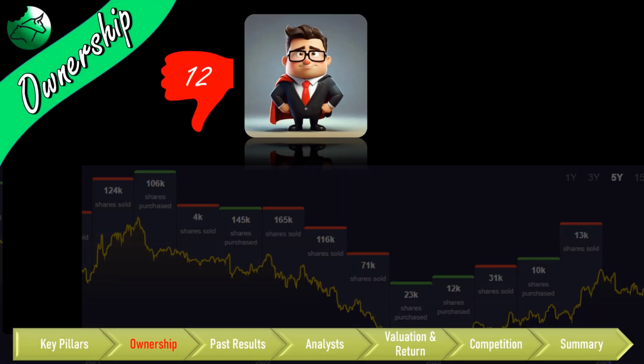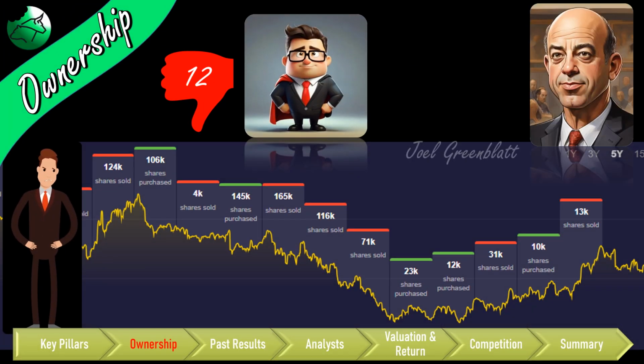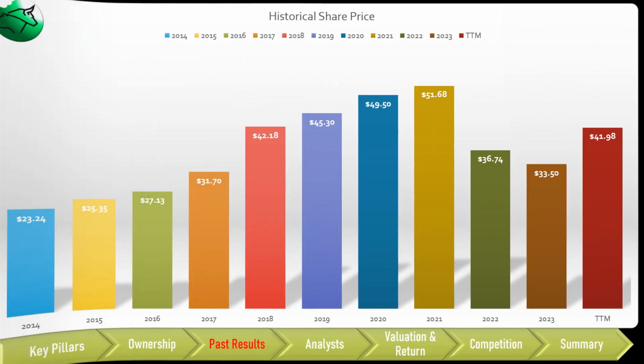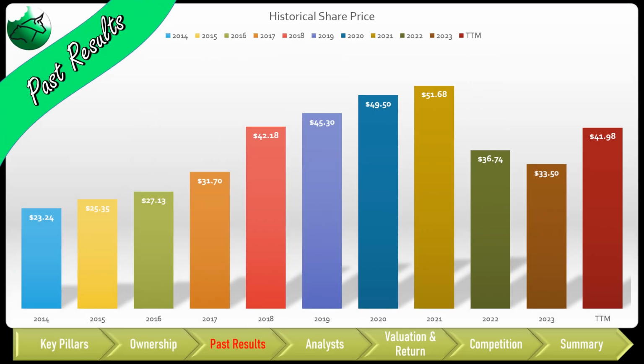However, 12 super investors have sold their shares. Joel Greenblatt has consistently bought and sold shares over the last few years and sold off Intel when it was dropping in 2022, but bought 25,000 shares when it hit the market bottom, and in the last quarter he has sold 13,000 shares.